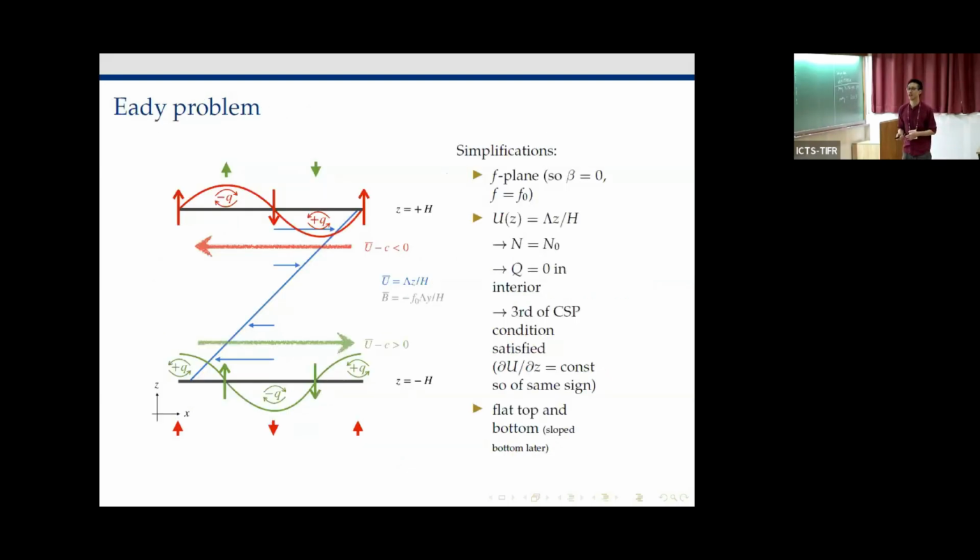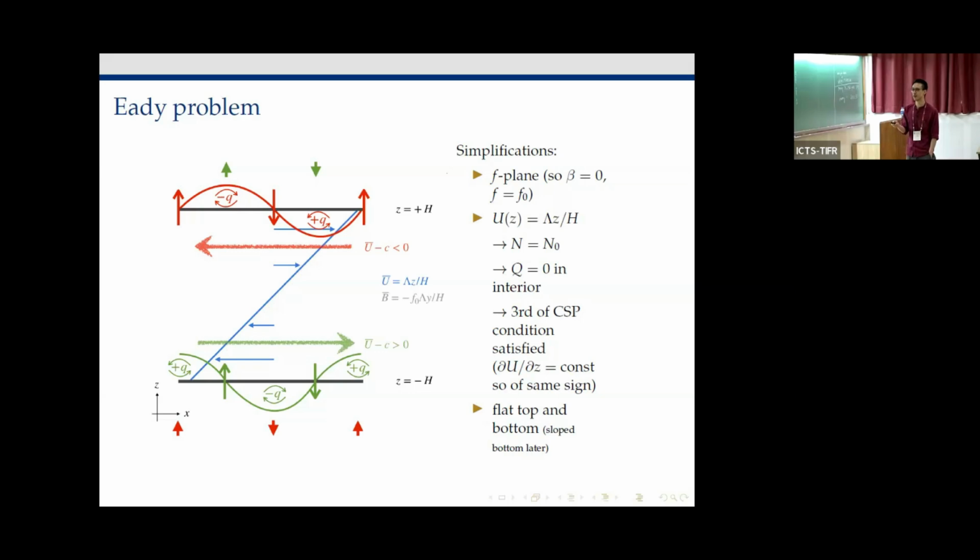All right, so let me just introduce the Eady problem. You take an f-plane, there's no beta. You take a linear shear flow. Normally this is lambda z, but I happen to take lambda z over H, so lambda over H is my shear. If you work this out, there's no PV in the interior. So all the PV is on these delta sheets, at the top and the bottom.